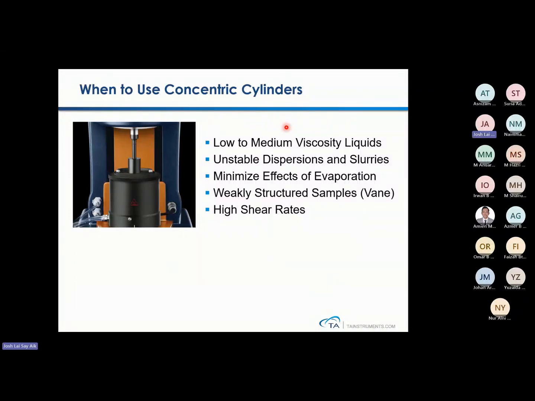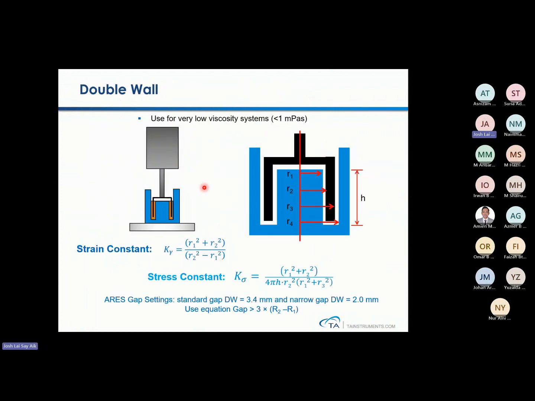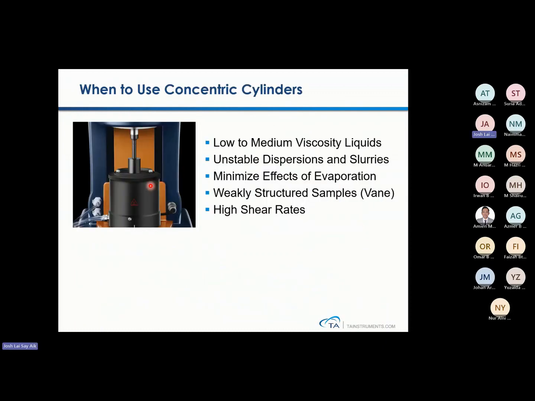So when to use concentric cylinder? Typically for low to medium viscosities, not for paste material, because with paste materials it is impossible for you to fill up the gap nicely without leaving any air within. For unstable dispersions or slurries, this can also minimize the effect of evaporation due to the high sample volume required. And for weakly structured samples, you can use a wide gap, and it can go to even higher shear rates. If you want to achieve 4,000 or 5,000 shear rate, then you can go for a cylinder.